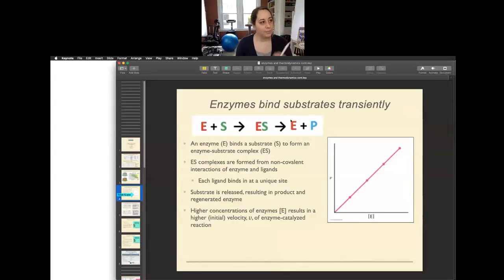So as we saw in that depiction of the induced fit model of enzyme-substrate relationships, enzymes bind substrates transiently. And that just means that they bind substrates and then they release them. So there's a brief encounter where we have the enzyme and the substrate bound, and then we end up having the enzyme and the product. At least that's what we want in the natural or the native reaction.